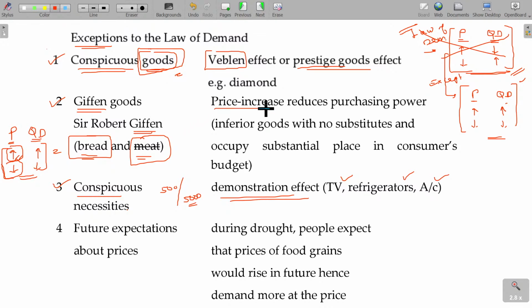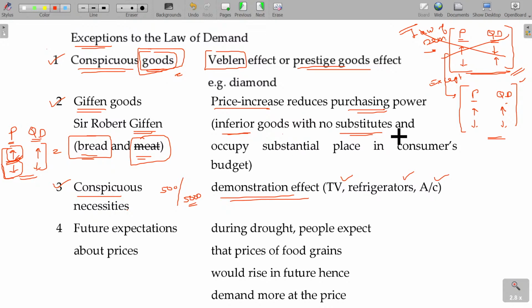Price increase reduces the purchasing power. Naturally, right? So the price increase from the existing one to the next reduces their purchasing power. So they have to depend on inferior goods only. Inferior goods with no substitutes. They don't have the option to purchase the meat. They purchase only the inferior goods.